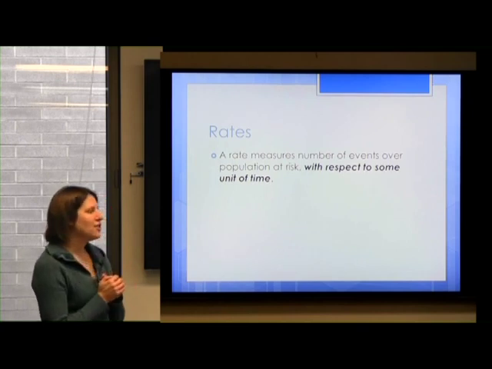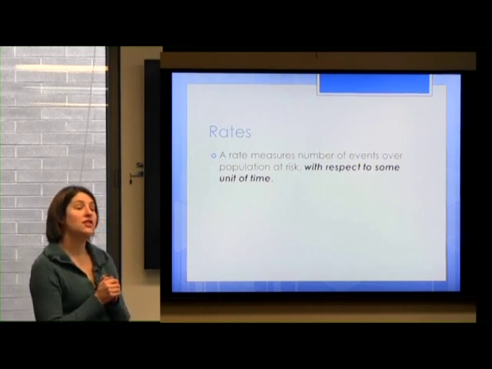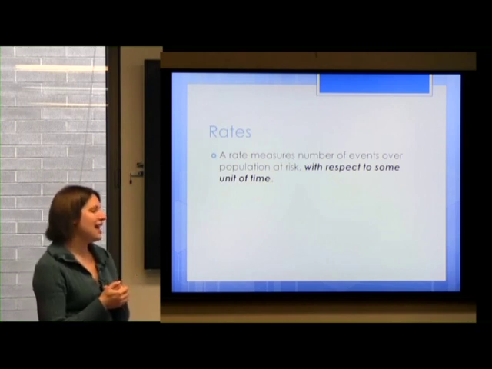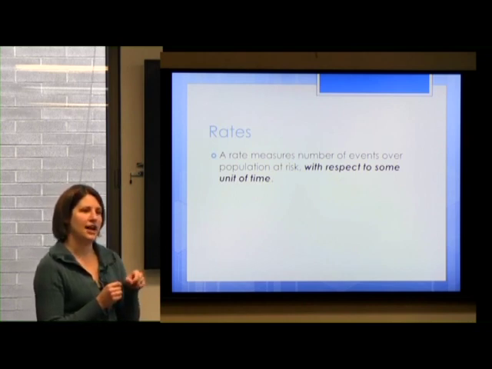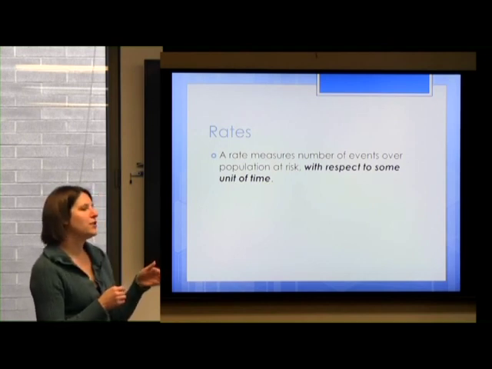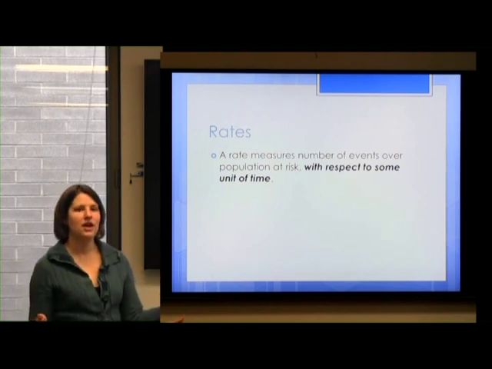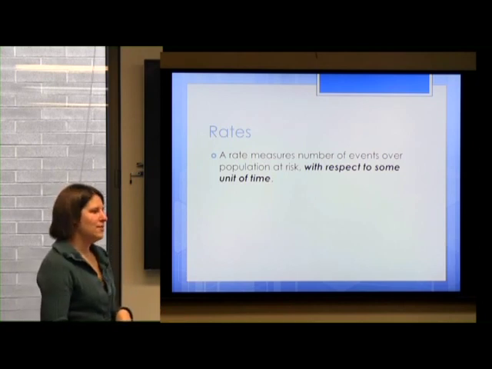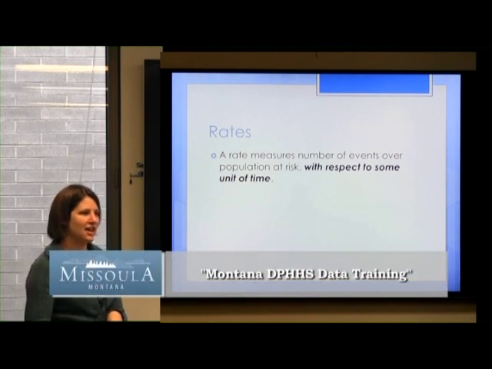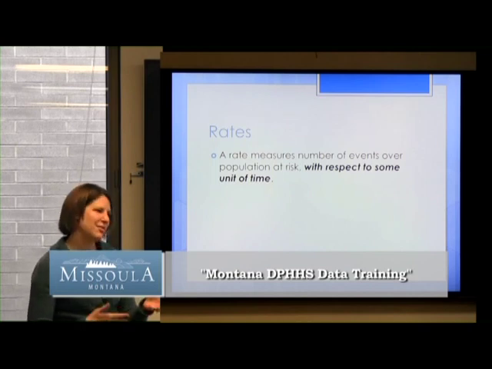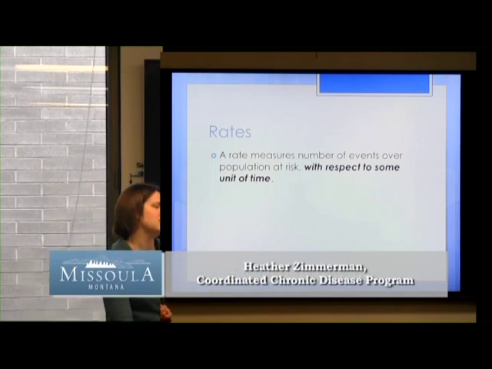And then rates are the ones that are sort of used the most often in public health, I think. And it has the added component of time. So the rate measures the number of events over a population at risk within a certain period of time. So that is sort of the most common, I think, measure that we use in public health as it relates to disease and stuff. Well, maybe not the most common. Proportions are up there too.